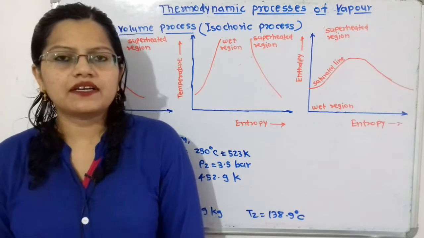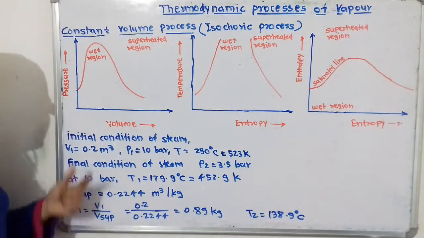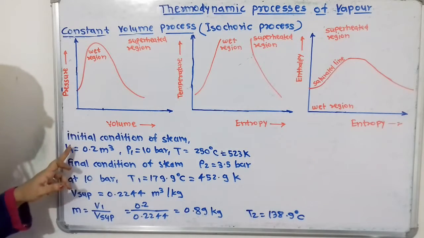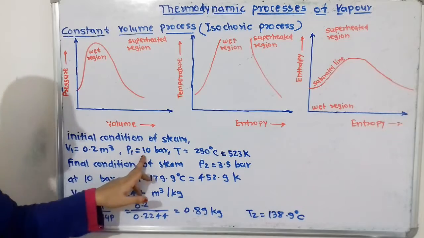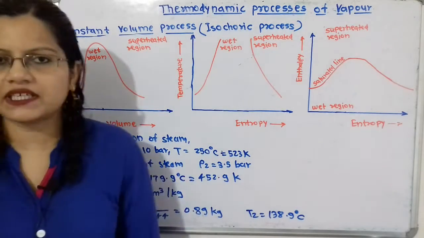Let us first understand the given data. The initial condition of steam is given: volume V1 is 0.2 meter cube, pressure P1 is 10 bar, and temperature is 250 degrees Celsius.